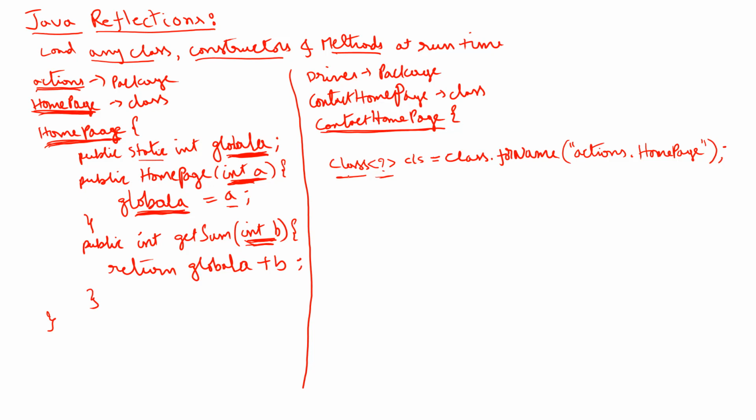In order to load a class, we are using the forName method of the class. So we use Class.forName, and in brackets we give the package name dot class name, and this will return an object of the class. The object name is CLS, and it is of the class type. We put two angular brackets and then a question mark, so this class can be of any type. This is how we can load a class dynamically at runtime in another class.